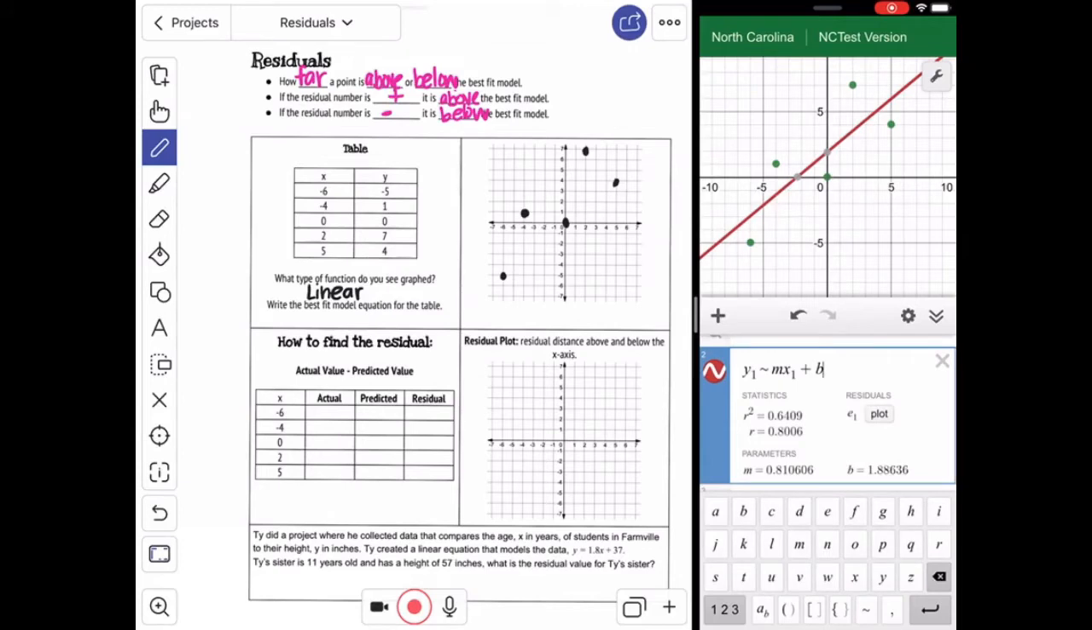And it tells us that my slope and my y-intercept are, slope is 0.81x plus 1.89. So we're going to round that. Now, what this is telling me, so if I were to actually draw this line of best fit, so I'm going to estimate here just a little bit.